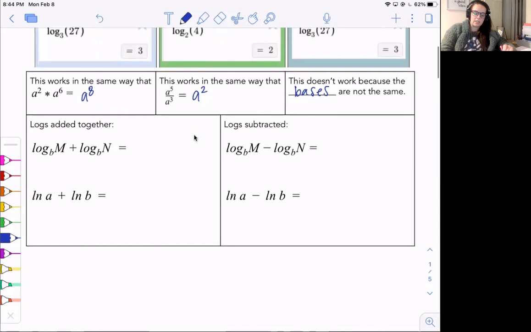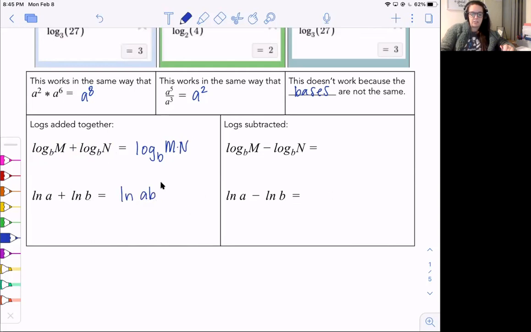So they work in the opposite directions. So these are our standard rules written in math language here. So log base b of m plus log base b of n would give us log base b, same base, and m times n, or just mn next to each other. The same is true for our natural logs. So if we had natural log of a plus natural log of b, we would have the natural log of a times b, or just ab there.